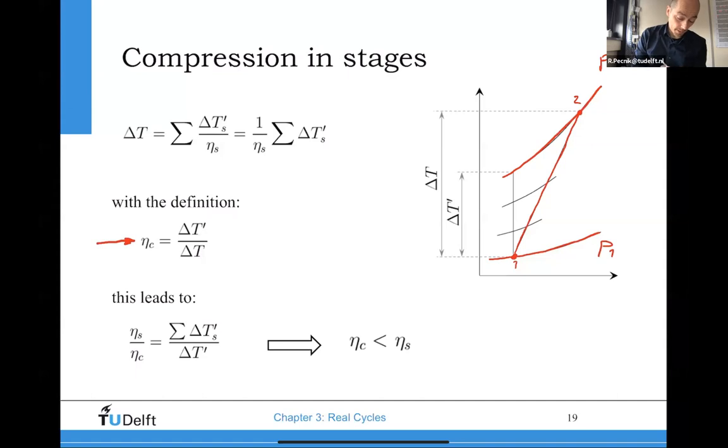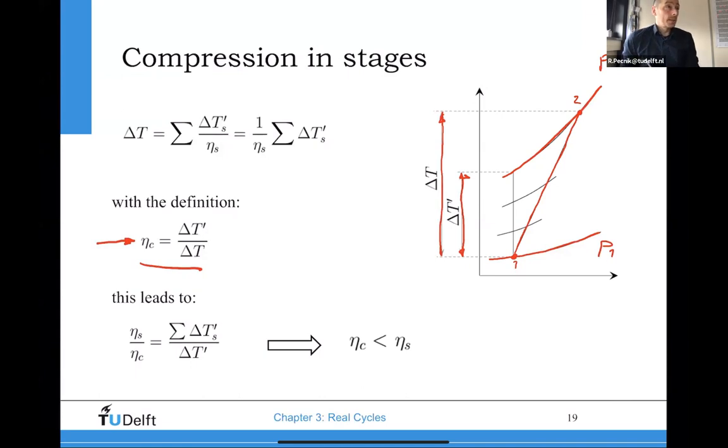Okay. And we said that it always has to be less than one, so you need to take the lower temperature ratio, which is the delta T prime, this one here. Delta T prime divided by delta T. And you see this compressor efficiency is quite low, 60% or something like that. And it would be this equation.